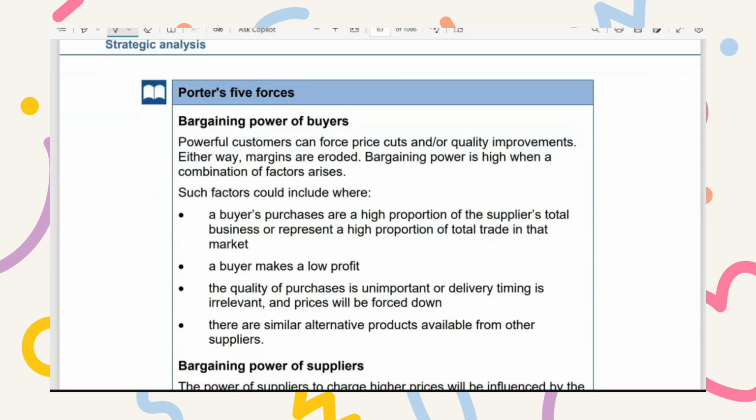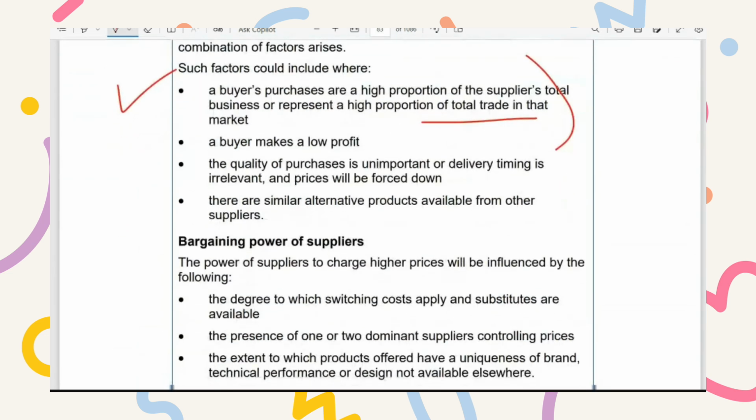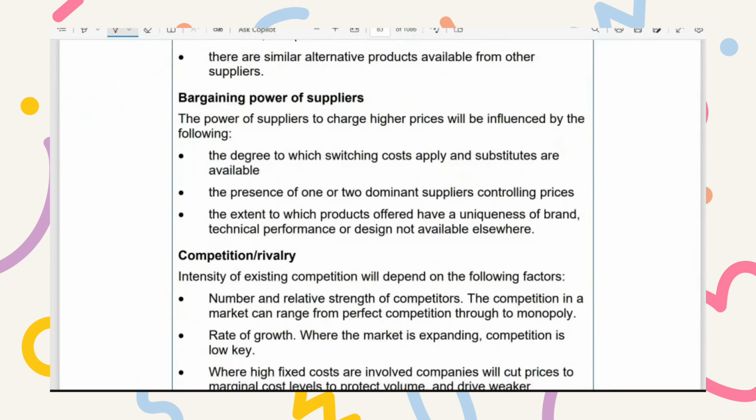Then you will see whether you will start this business, or you need more creativity in the product. Bargaining power of buyers, now they discuss in more detail. Here a buyer purchases a high proportion of the supplier's total business, representing a high portion of total trade. This is the buyer's power, and then the bargaining power of suppliers.